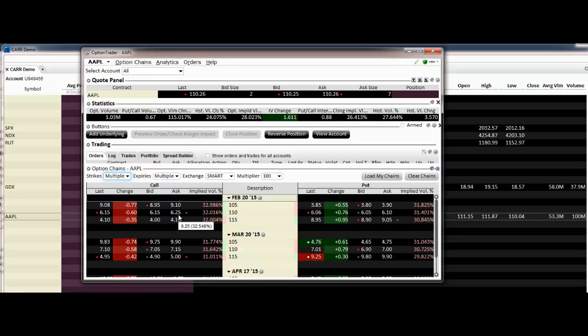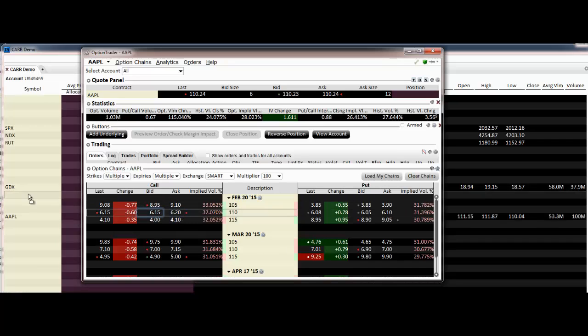I think it's going to go up well before February, and that's far enough out, and so I won't have to lose too much in the way of time value. So I'm just going to highlight this one and drag it over to my screen, and there it's going to show up on my workstation.